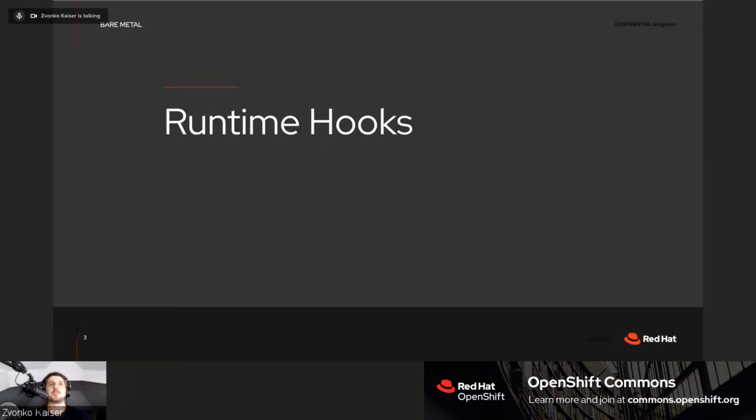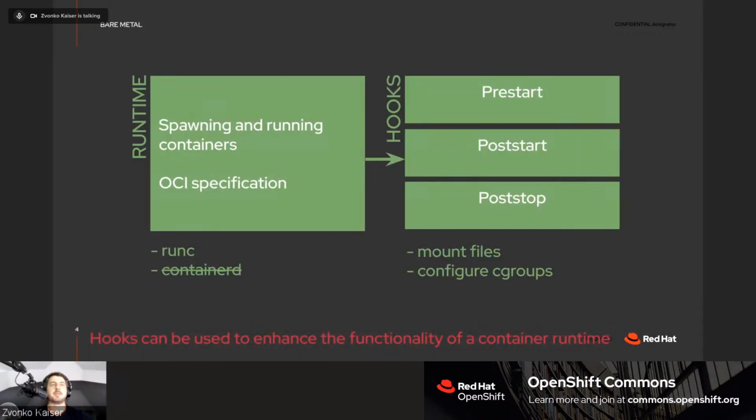So let's start with the first topic, which is runtime hooks. If you want to run a container, you have an engine and a runtime. And especially for GPUs and other accelerators, we need a functionality which is called a hook. A hook is nothing else than a callback during the container lifetime. We have a pre-start hook, post-start hook, and post-stop hook. And NVIDIA is using mainly the pre-start hook to enable the GPU.